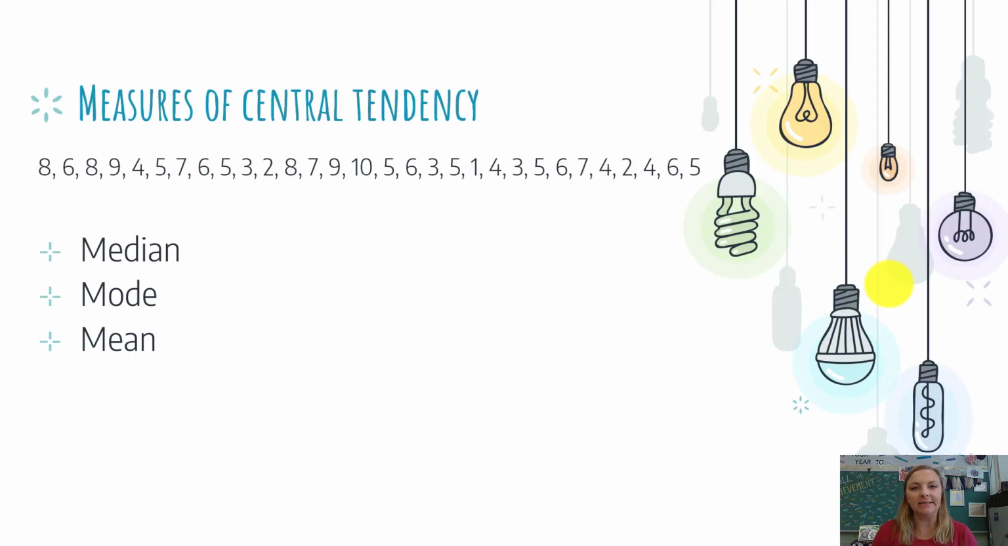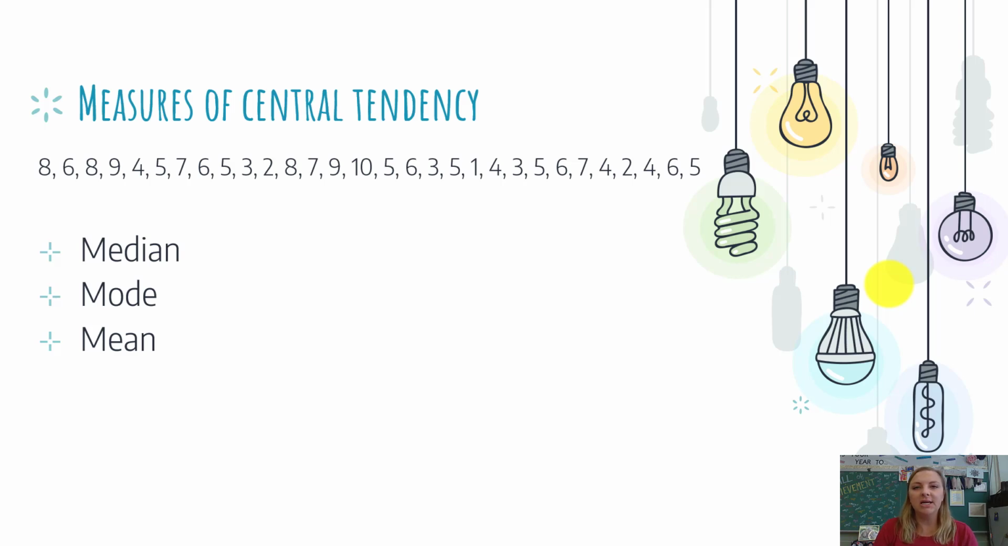First, we have our median. Our median is going to be the middle point of our data. Okay, so just like the median in a road, the median is the middle point of our data. So what we would do is we would put all of our numbers in numerical order, starting from the lowest up to the highest. Then we're going to count in until we find that middle number. That's going to be our median.